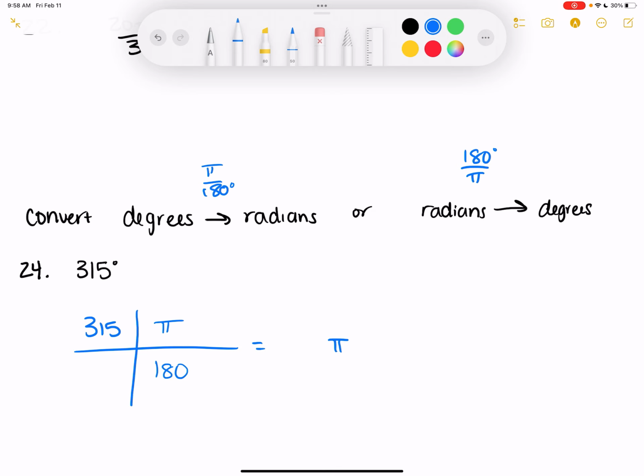So if I take a 5 out of 315, just to save time, I'm going to do this really quick. If I take a 5 out of 315, I'm left with 63. So 63 pi over, now 180 divided by 5 is 36. Is that reduced as far as it can go? No. So what else can I take out? A 9. Yeah, so a 9 coming out, leaving you 7 pi over 4.